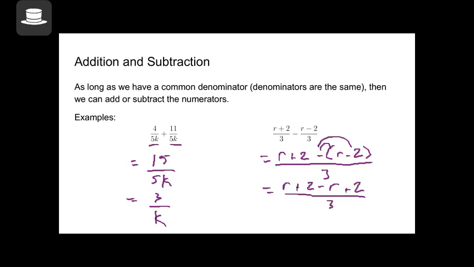Now you can see that we have like terms of r, and we have positive and negative r, so those would equal 0. So then my final answer would be 2 plus 2 is 4 divided by 3.